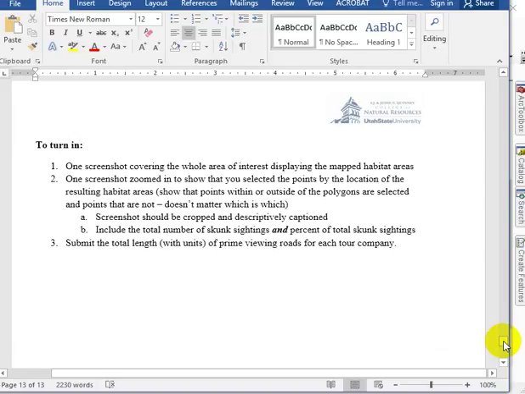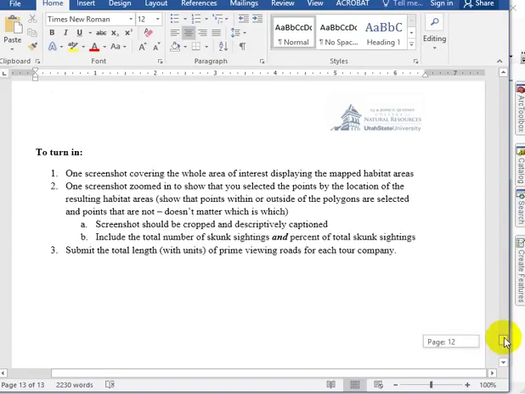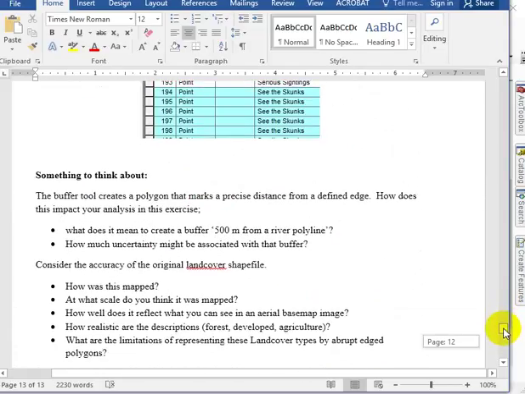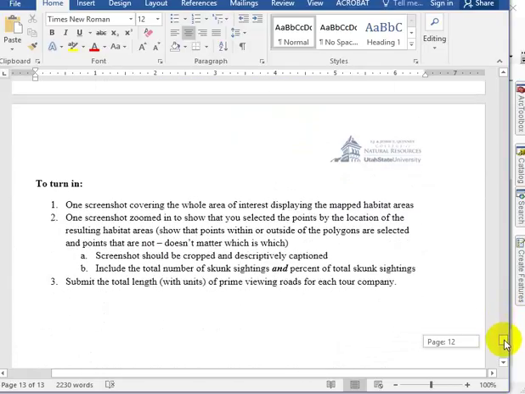There is a lot of suspicion in the data. There's a lot of suspicion in the rules. The roads, the streams, none of those were mapped that carefully. How realistic is a 500-meter buffer? How realistic is a 3-kilometer buffer? How realistic were the developed areas? There's a lot of play here, so make sure you're being realistic in your length measurements.